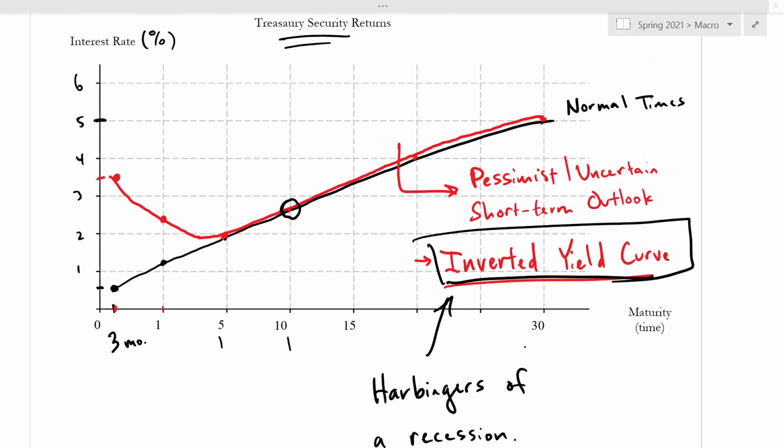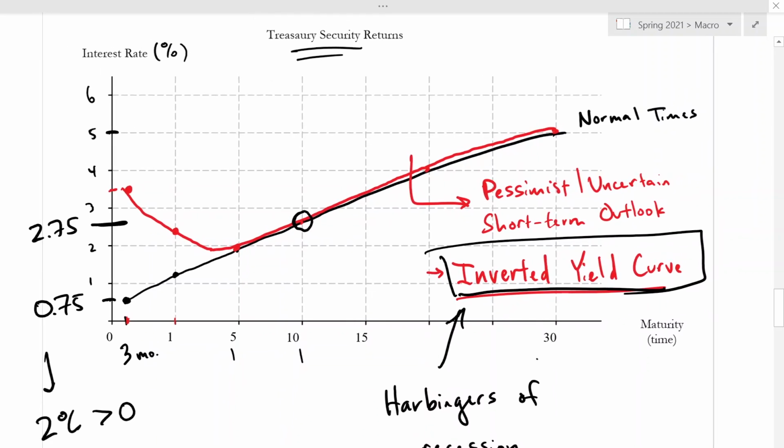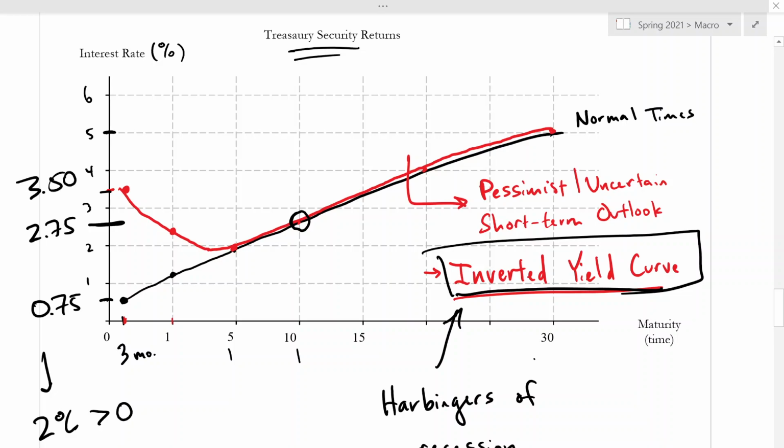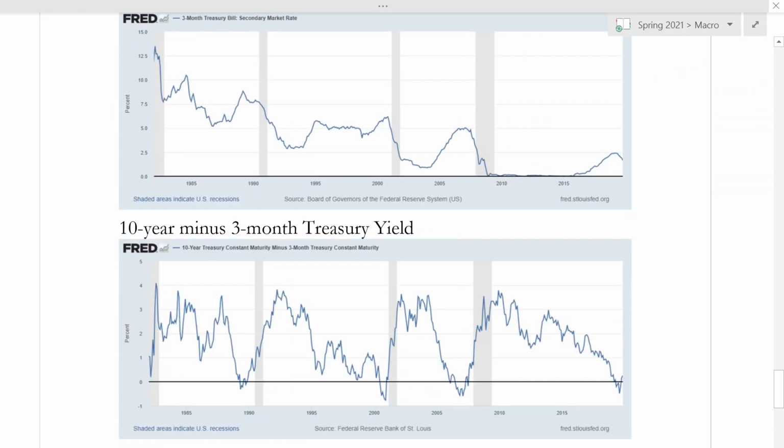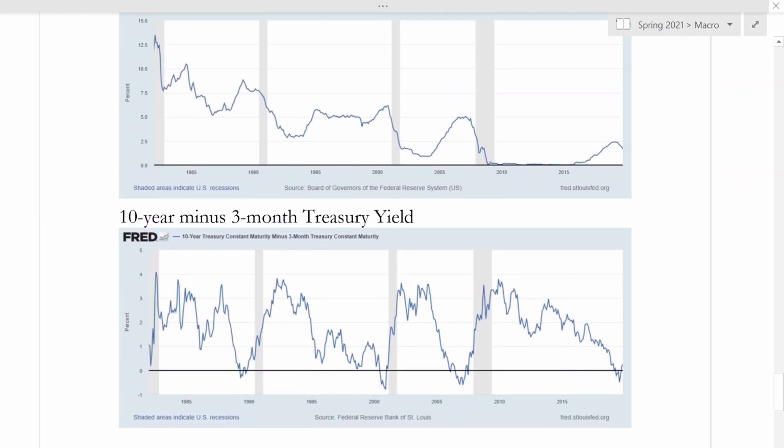And so if we look at this here, the 10-year in both cases, let's call that 2.75%. Well, during normal times, the 3-month is something like 0.75. So 2.75 minus 0.75 is 2. And that's a positive number. But when there's some inverted yield curve and uncertainty about the future, now we're talking 3.5%, and 2.75 minus 3.5 is negative. And when that difference between the 10-year and the 3-month goes negative, that is an inverted yield curve.